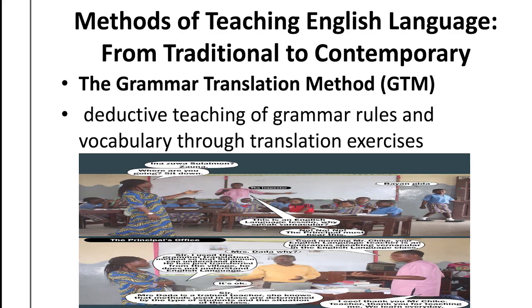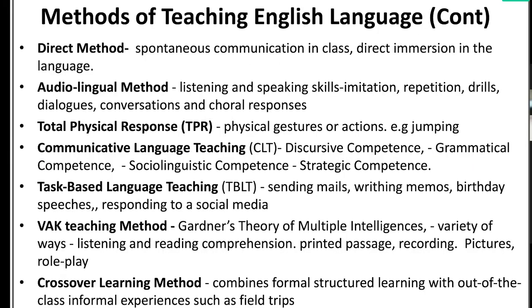In Azua, Sulaiman, and Sulaiman is answering by Angida. So the teacher had to explain, if I do not speak Hausa here, Sulaiman will not understand what I am saying. So we have the direct method. This does not use any translation. It involves spontaneous communication in class by direct immersion. That is, we are just teaching English language as if it is the children's first language.